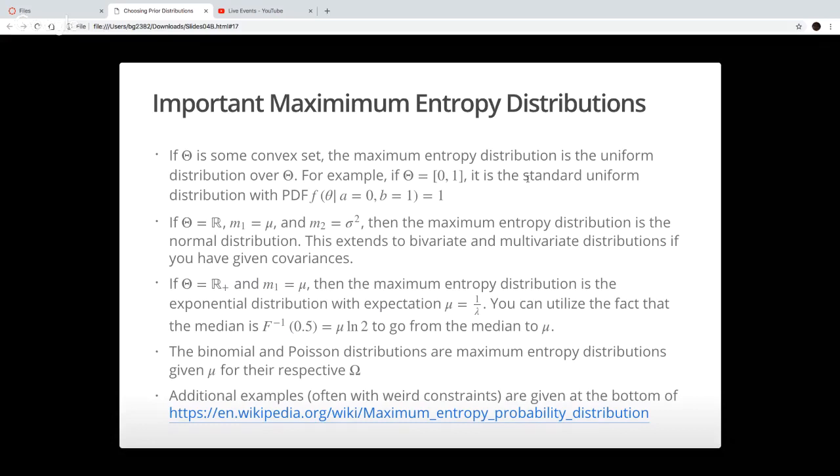Binomial and Poisson are both entropy maximizing for some conditions on the sample spaces where they're defined. So those are good choices for the likelihood when that applies. You can look on Wikipedia for a bunch more distributions that are maximum entropy in one case or another. But these are often going to have sort of weird constraints associated with them, but you can find them out.